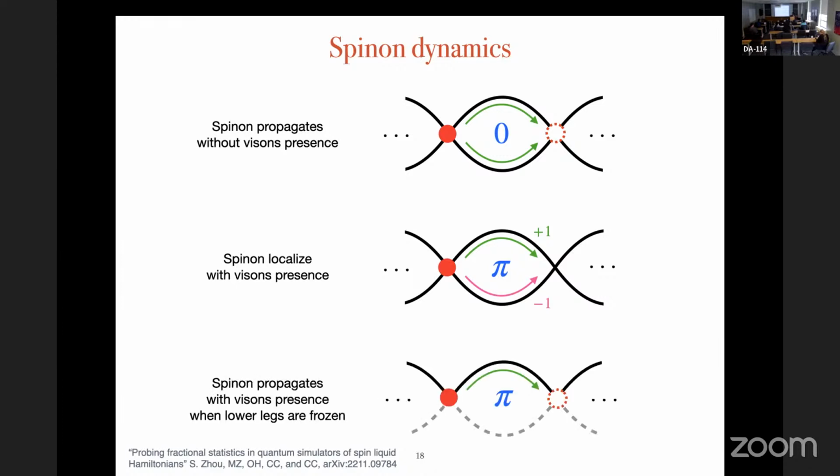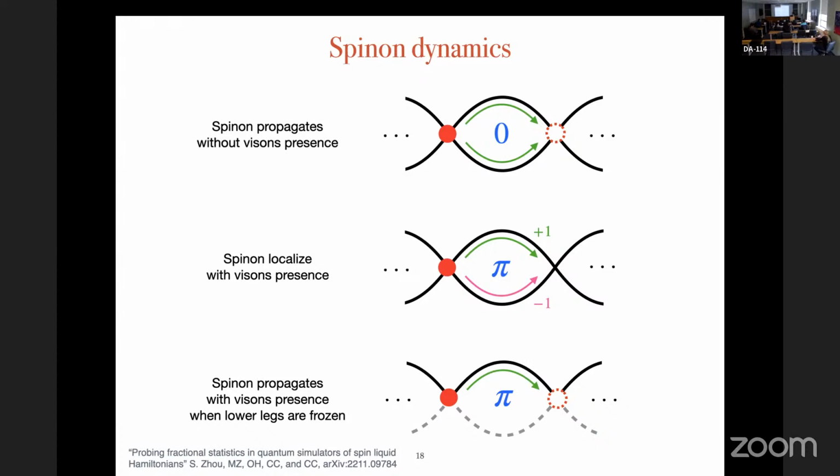Furthermore, we can freeze the bottom leg of this ladder by, for example, applying a very strong longitudinal field to freeze the spins on the bottom legs. In that situation, even with vison's presence, the spinon can propagate freely along this whole chain. So with the bottom 2 experiments, we can very easily detect if the states we realized in quantum simulators are Z2 quantum spin liquids or not.